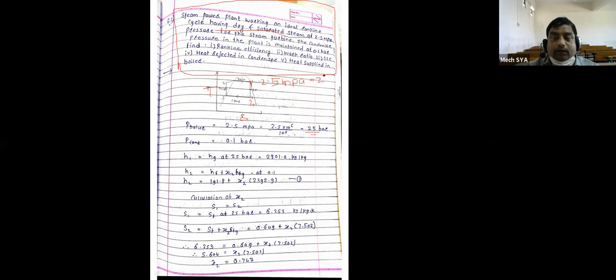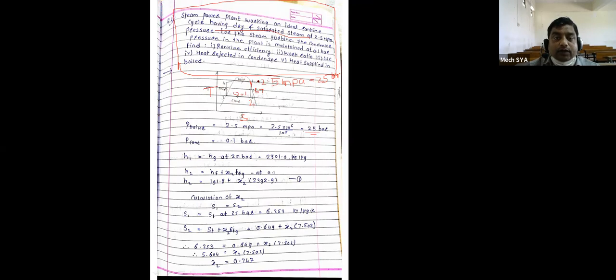Steam supplied is dry and saturated. Then how much is the condenser pressure? Condenser pressure is here 0.1 bar, directly given, so we need not worry about this 0.1 bar. Now here 1 to 2 will be isentropic expansion in steam turbine. This is the steam turbine process. Then this will be condenser process, this will be pump process, and this will be boiler process.